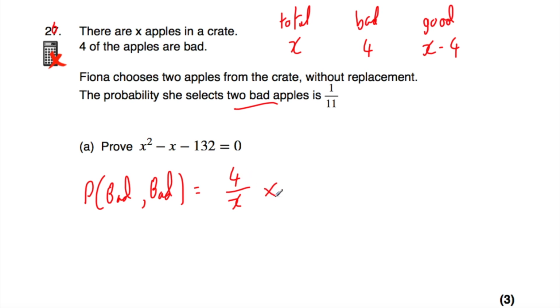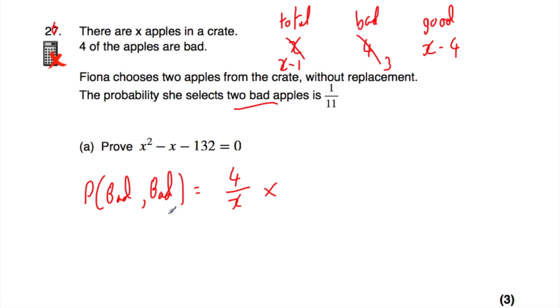And then we're going to multiply that by, now one of the apples is coming out of the crate, a bad apple, because we're looking for 2 bad apples. So one of the bad apples is coming out. So there won't be 4 in the crate anymore. There'll be 3 left in the crate. And the total won't be X anymore because we've taken an apple out. It's going to be X minus 1.